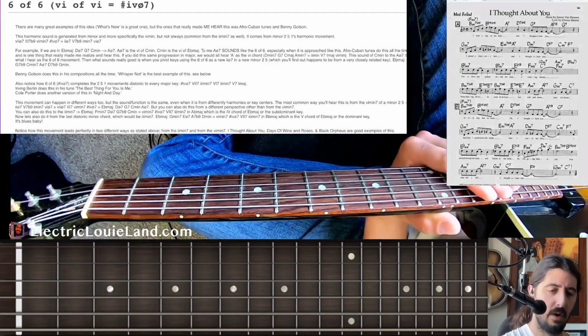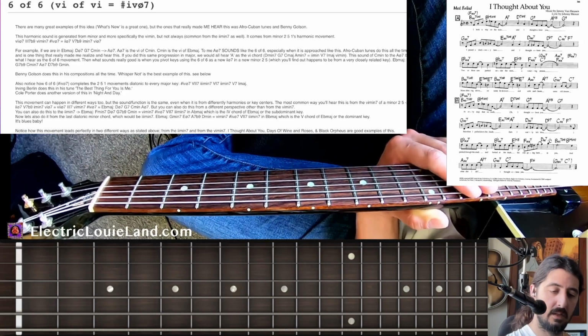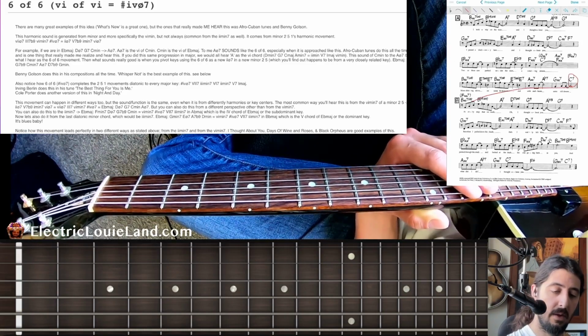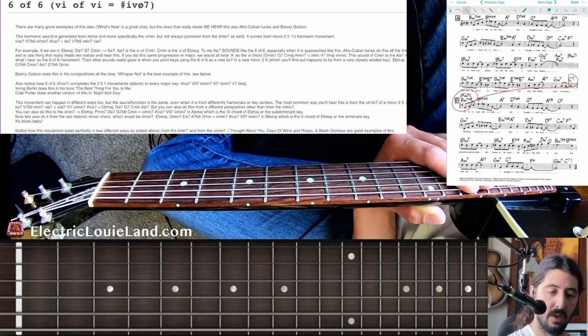You know, it's kind of the same way we did it earlier. And another technique is to just kind of go straight to it. You know, from here you're going 2-5, and then went straight to 6 of 6 or tritone. So that's one other way.